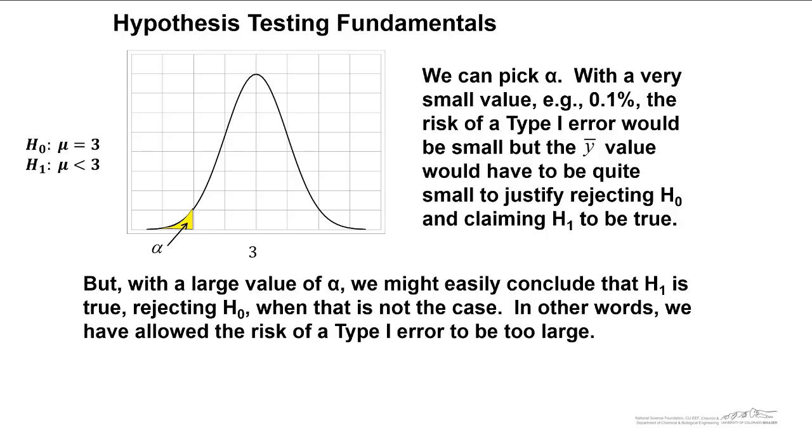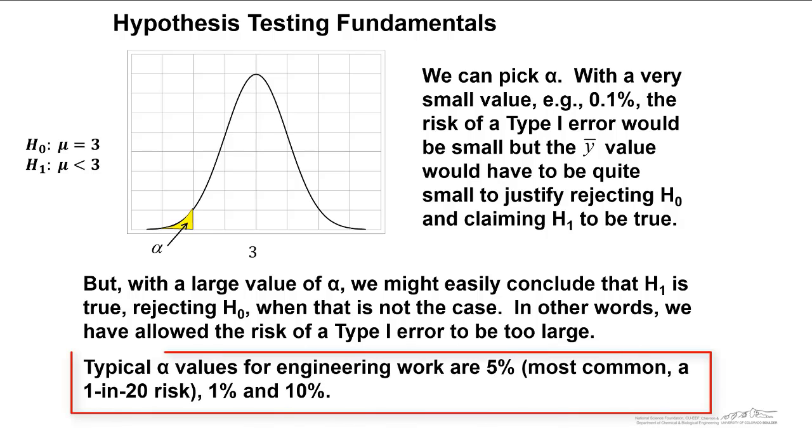However, with a large value of alpha, if you expanded alpha, we might easily conclude that the alternate hypothesis is true. We would reject the null hypothesis when in fact that's not the case. In other words, we have allowed the risk of a type 1 error to be too large. So there's sort of a trade-off between making alpha too big and alpha too small.